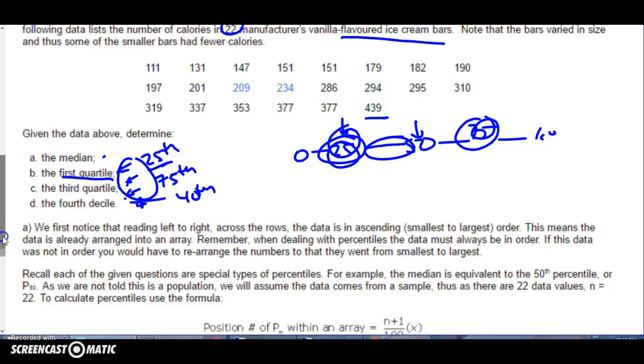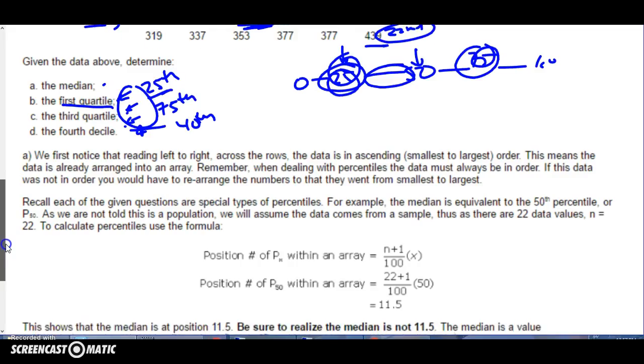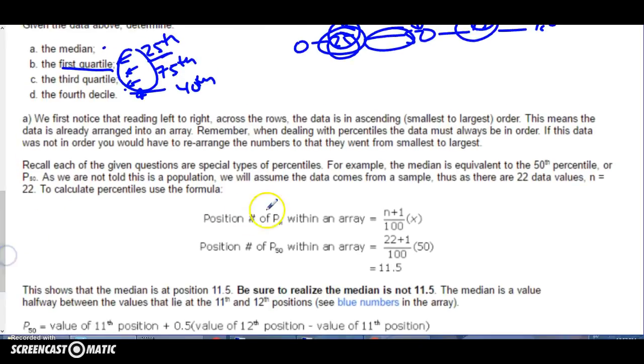To do that, the one thing you have to do is order the info, from first to 22nd. Now, when you have an even number of pieces of data, as we said before, you're not going to have just one center figure. There are two numbers in the middle here. What we're going to do is figure out exactly where the median is between 209 and 234. This first one's easy, and you should know this, it's right in the middle. But to do that, you're going to use this equation here. This will get you the position within an array of where your percentile lies.